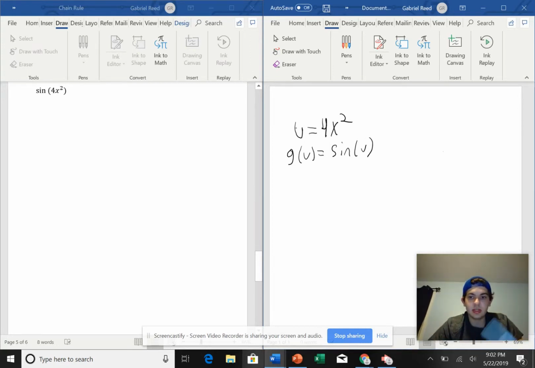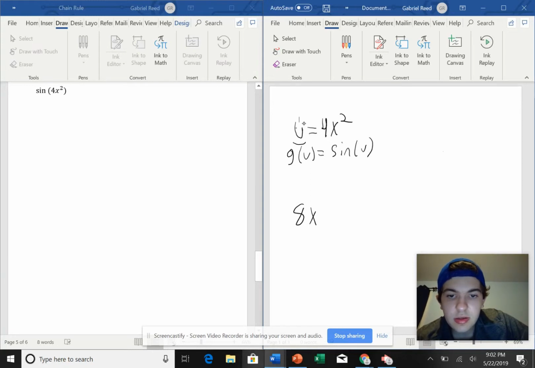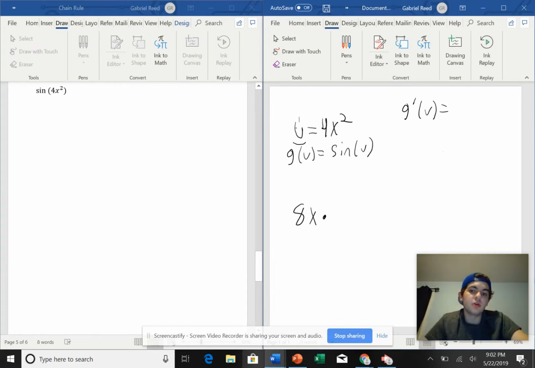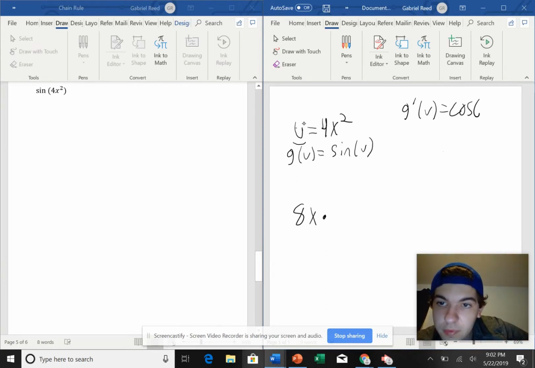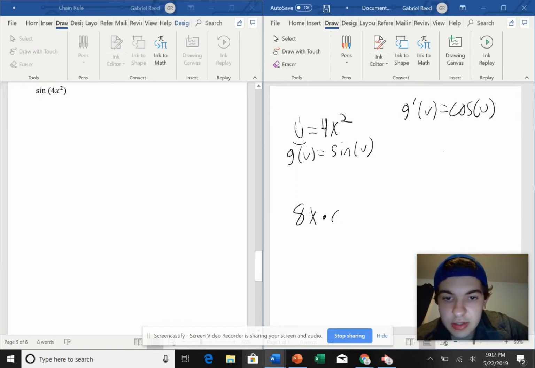Now, just like the chain rule says, I need to find the derivative of these two values, and I have to multiply them together. So if I find the derivative of u, that would be 8x times the derivative of g of u. So I need to know the derivative of sine of u, which is the same as sine of x, but that would just be the cosine of u. So I do 8x times the cosine of u.